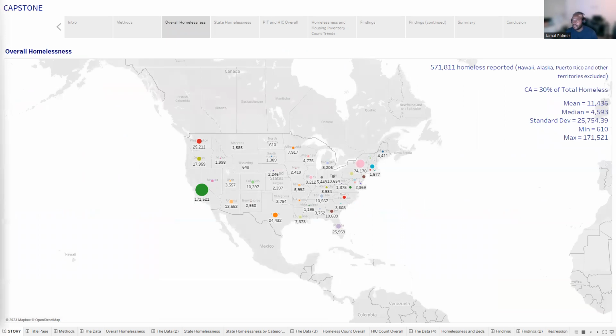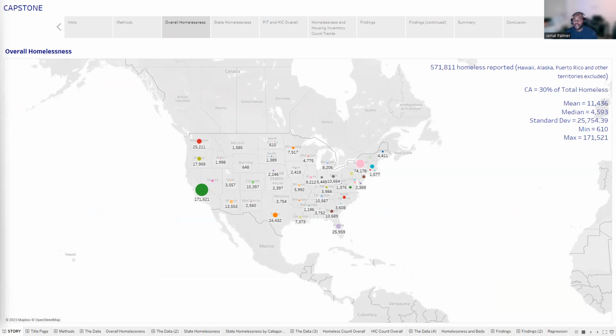In 2022, 571,811 people were reported to be homeless throughout the mainland US. And what this graphic shows is that each state has its own challenges dealing with homelessness, and that's likely because every individual's experience is different.